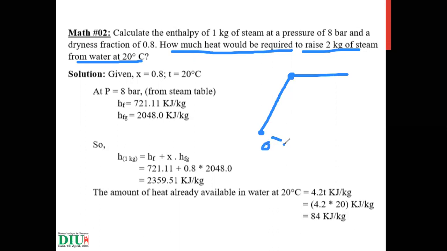The total sensible heat value we are getting from the table, this is the value. But now we are told it is from 20 degrees Celsius. So can anyone tell me, will the value from 0 degrees Celsius be bigger, or will the value from 20 degrees Celsius be bigger?